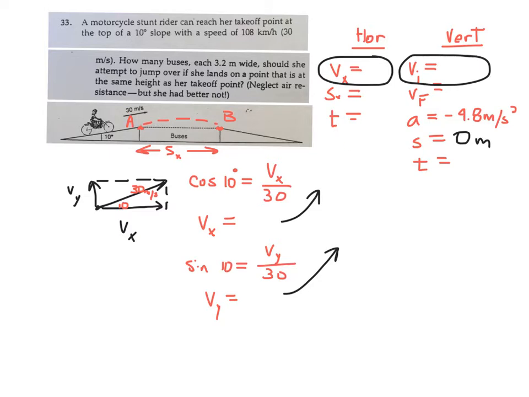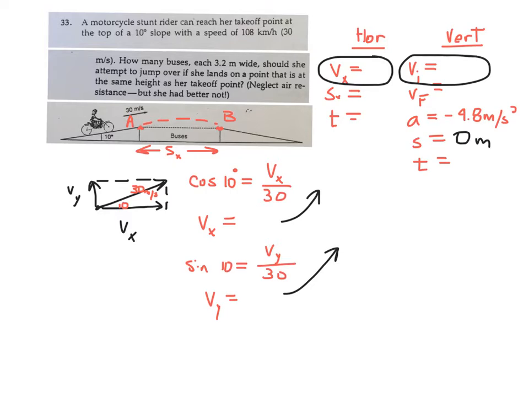Once you have that, there's an extra step because you've got to figure out how many buses this is. So for example, let's say that total horizontal s sub x is 32 meters. That means she can jump 10 buses because each bus is 3.2 meters wide. That's really cutting it close. But figure that out. You'll need to take this whole total distance s sub x and divide by the width of each bus to figure out how many buses you could put in this space right here for this daredevil motorcycle jumper.